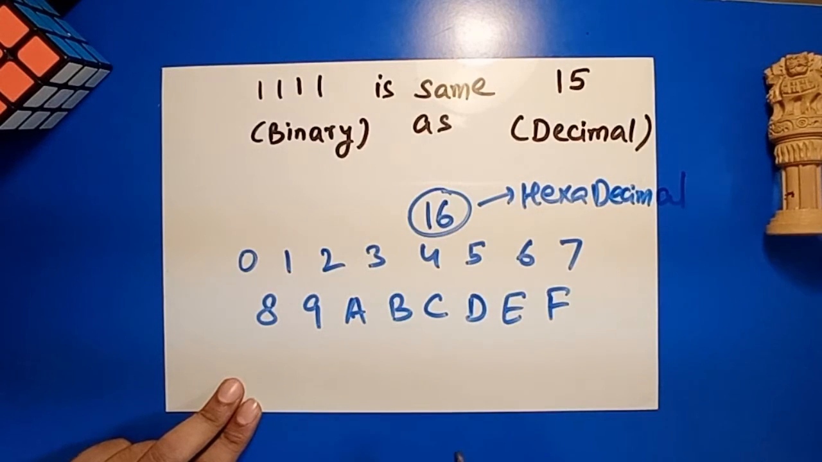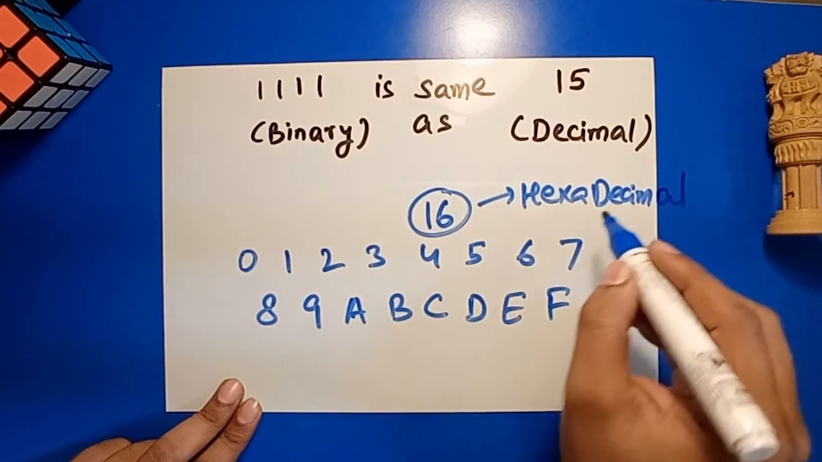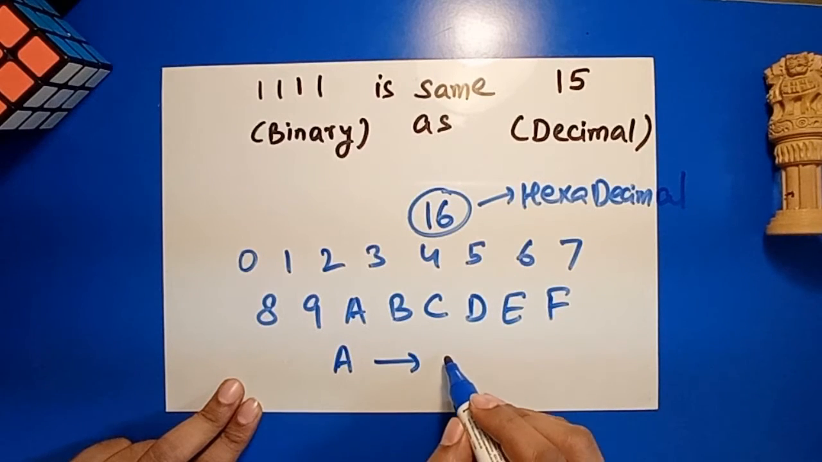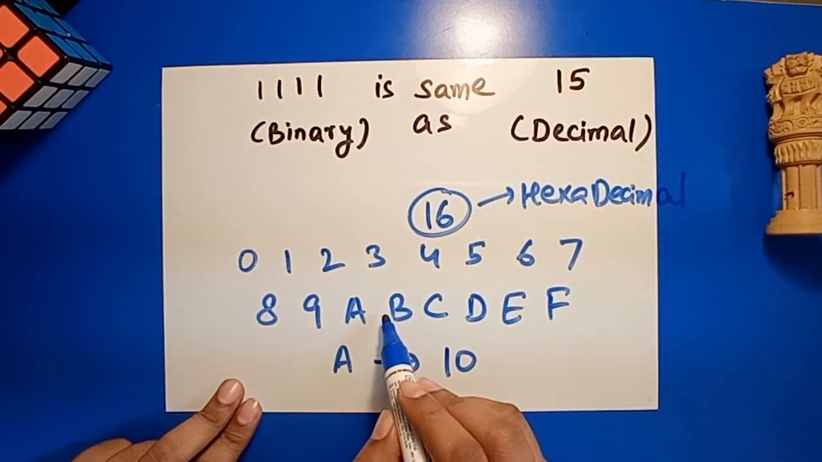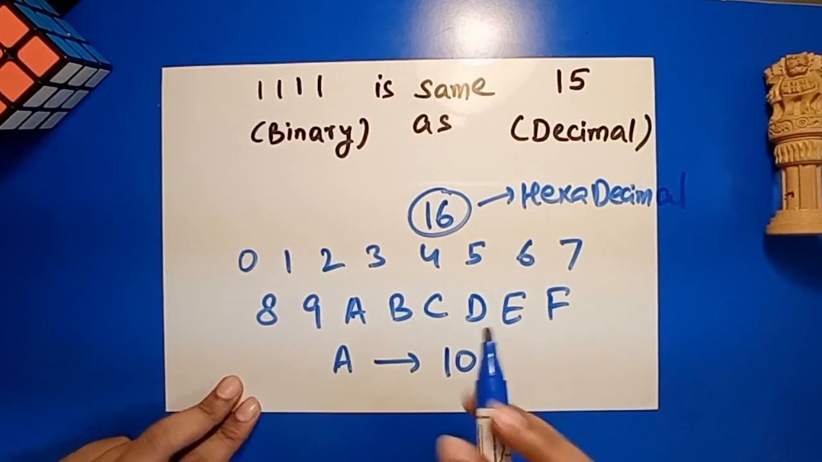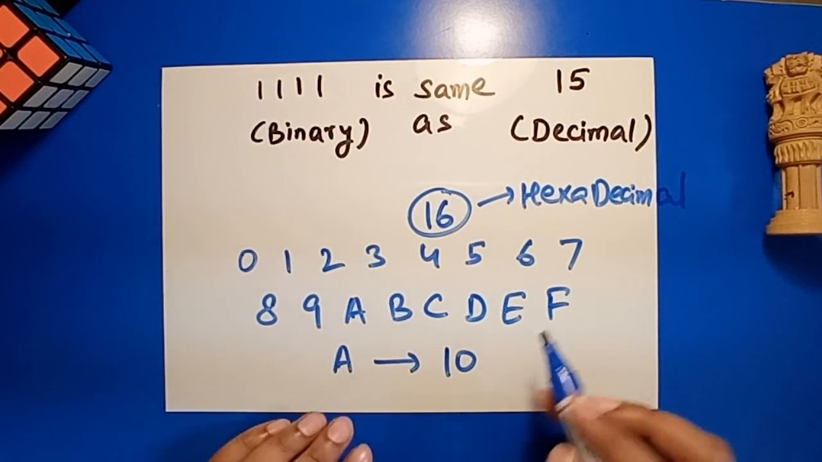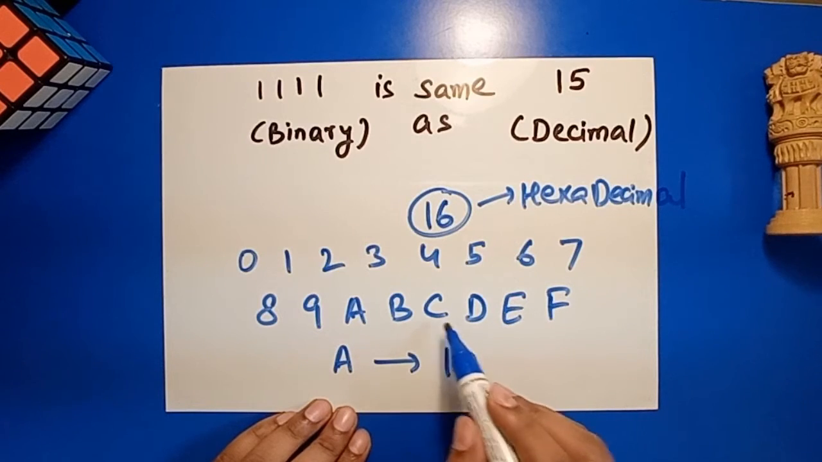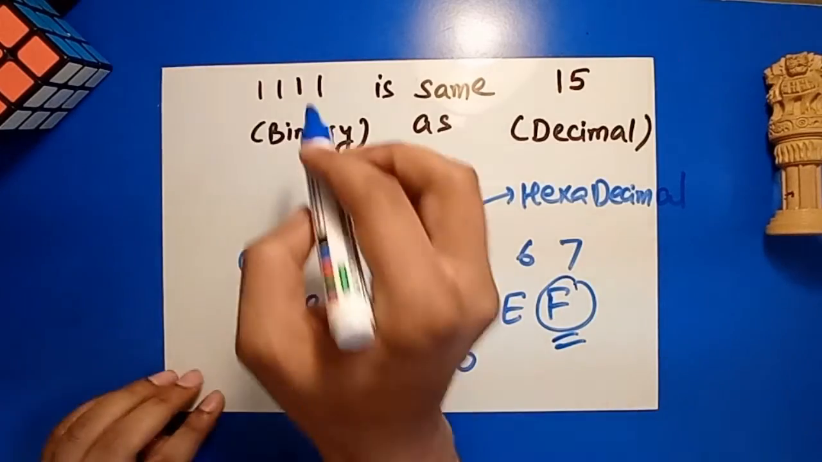Hexadecimal. Okay, so what is A? A is a hexadecimal digit. It means 10 in the decimal number system. B is 11 in decimal. B is hexadecimal, 11 is decimal. I'm just trying to give a comparison. What is the value? Similarly, F: 10, 11, 12, 13, 14, 15. So F is 15.